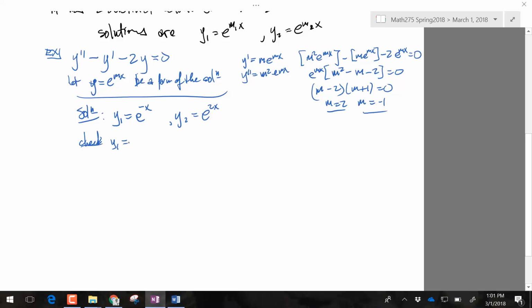Y1 equals e to the negative x. Y1 prime equals negative e to the negative x. Y1 double prime equals negative negative is a positive e to the negative x. Put that into your equation. You have e to the negative x minus negative e to the negative x minus 2e to the negative x. So this is 2e to the negative x minus 2e to the negative x. So that checks out. Ooh, I'm a little bit past my sheet here.